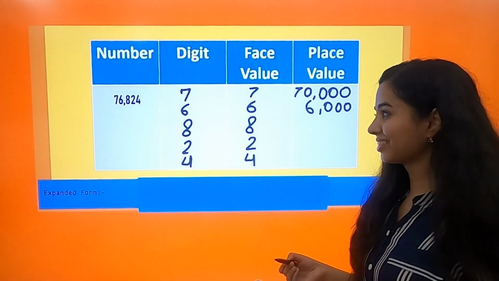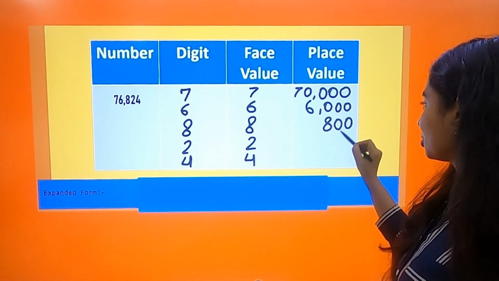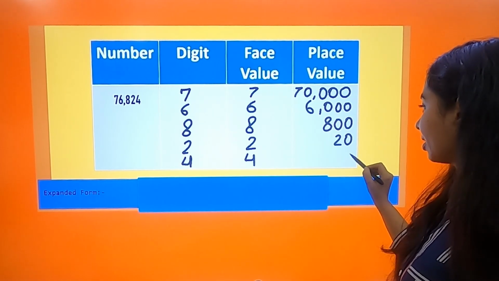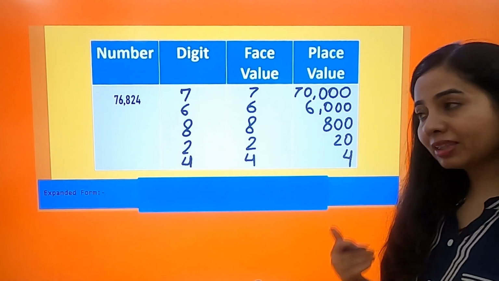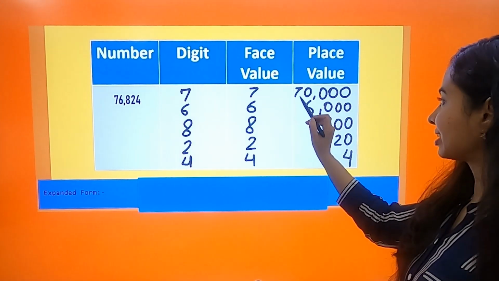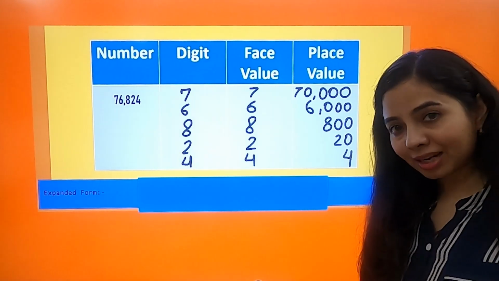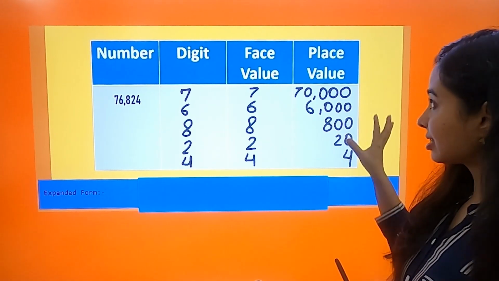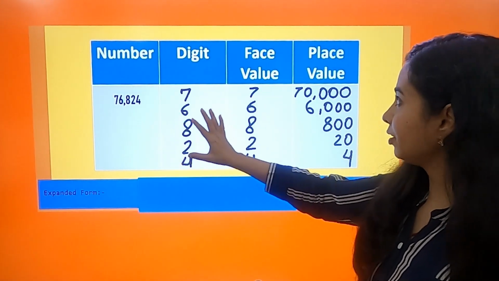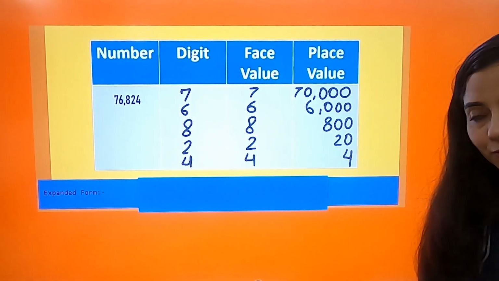Sorry, 6,000. 8 is 800. 2 is 20. And 4 is 4 only. If you add all these numbers, what will you get? 76,824. Right? So, this is the place value, face value, digits of this number, 76,824.